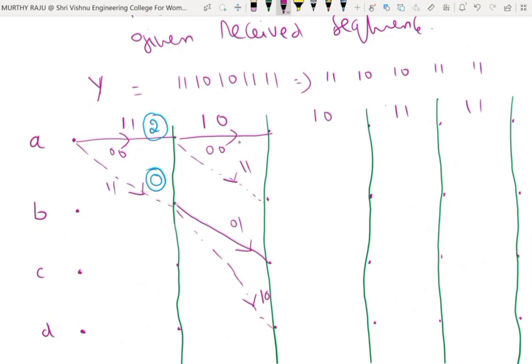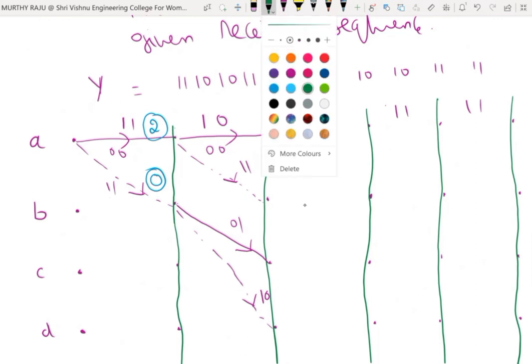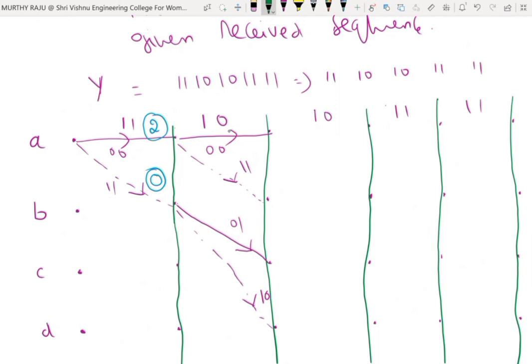Find out the Hamming distance between 1 0 and 0 0. One change is there. Hamming distance is 1. Previous path metric is 2, 2 plus 1 is equal to 3. Here 3 is indicated. Here 1 0 and 1 1, one change is there. 2 plus 1 is equal to 3 here. 3 is indicated here.